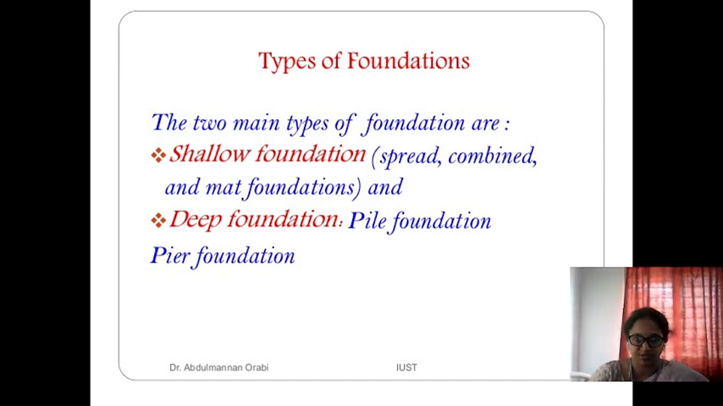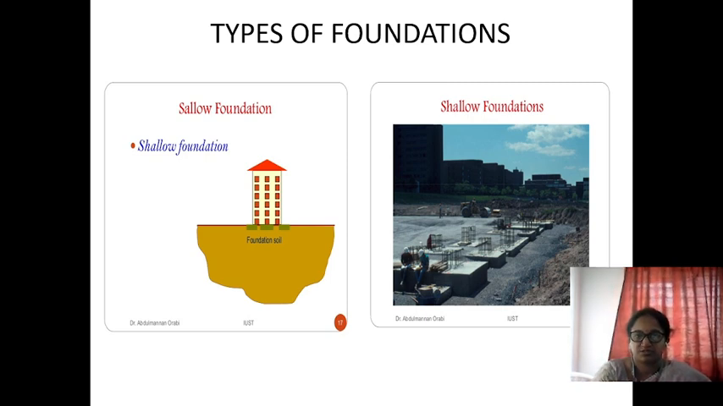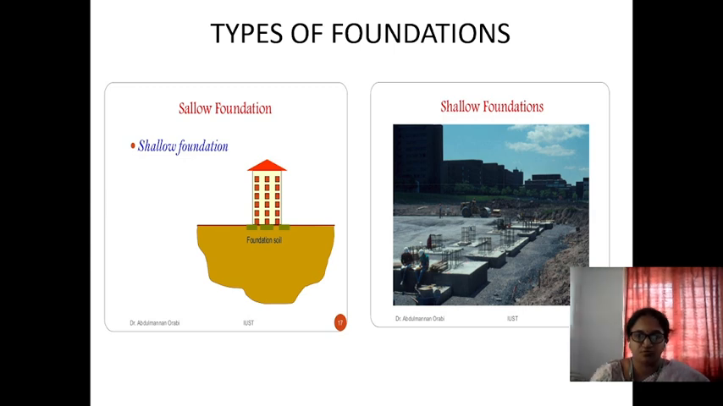Next, types of footings. There are mainly two types. First is shallow footing and the second one is deep footing. Examples of shallow footings are spread, combined, and mat footings. Deep footings are nothing but pile foundation or pier foundation. Here are the images shown for the shallow footing. This is an animated photo and this is the real photo in the field.